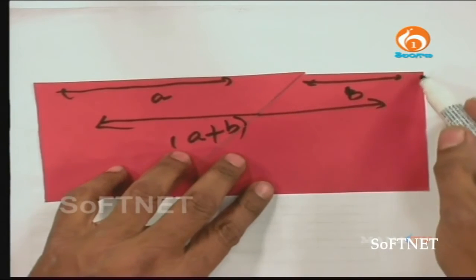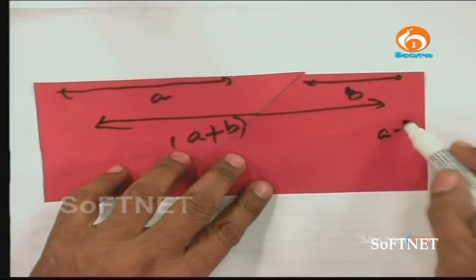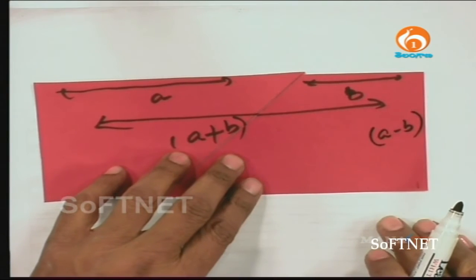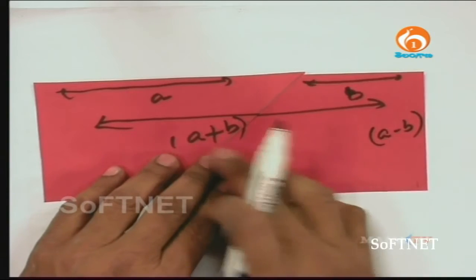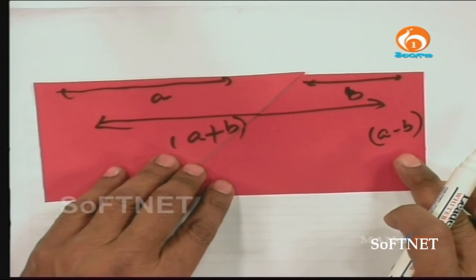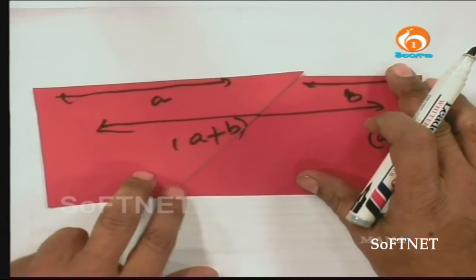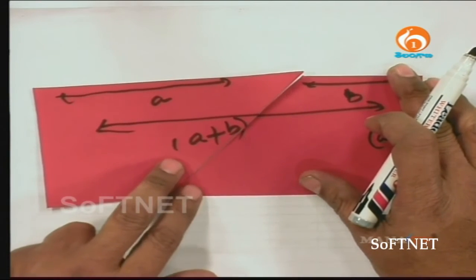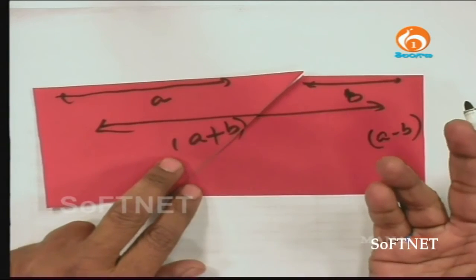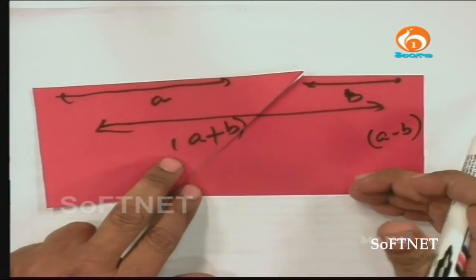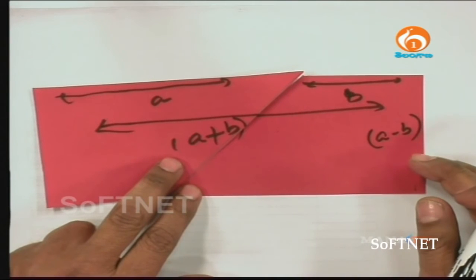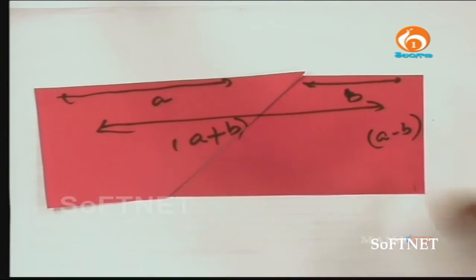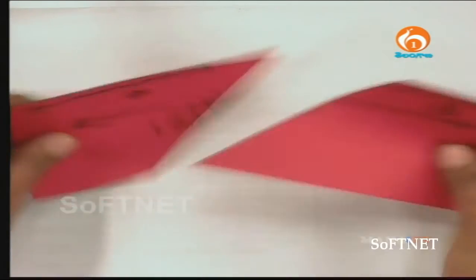And this part will be A minus B units, correct? So the area of this rectangle is (A plus B)(A minus B), and this rectangle is also obtained by A square minus B square, which means both areas are the same because it was obtained from the same one. So obviously (A plus B)(A minus B) equals A square minus B square. Children, I just showed it in an animation method. Now I am exhibiting it with a paper folding technique.